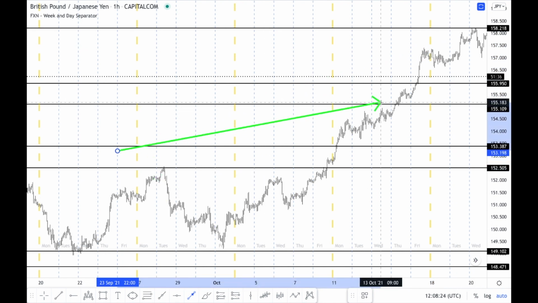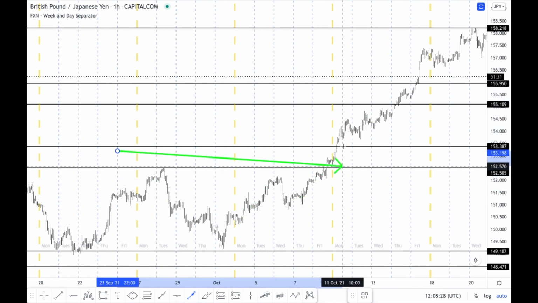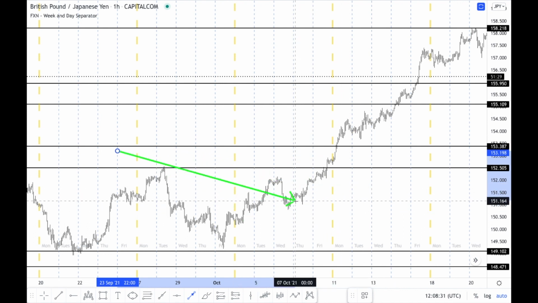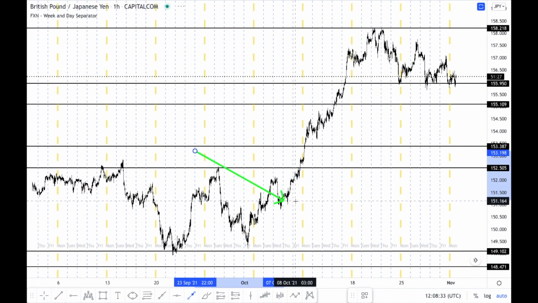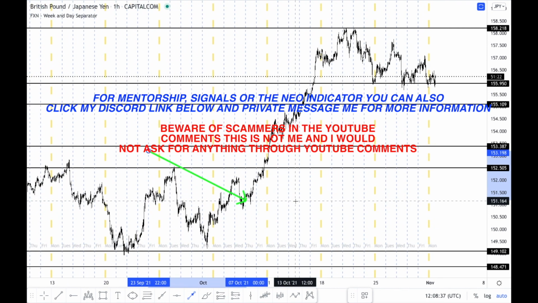It most likely would have stopped you out. So don't think that you can just get to these levels and then just take buys and sells off of them straight away. No, you have to still wait, look for the market to be in a certain position and other confluences.